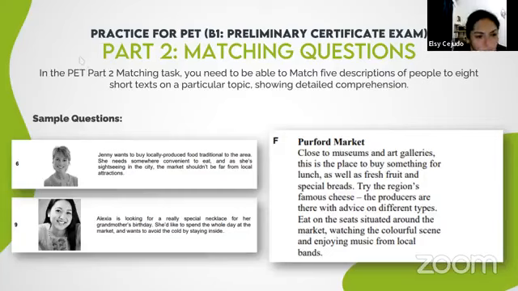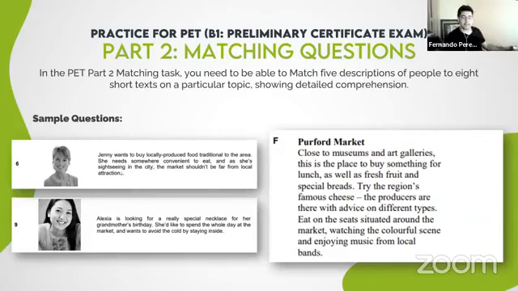Jenny wants to buy locally produced food traditional to the area. She needs somewhere convenient to eat, and she's sizing. And she's what?